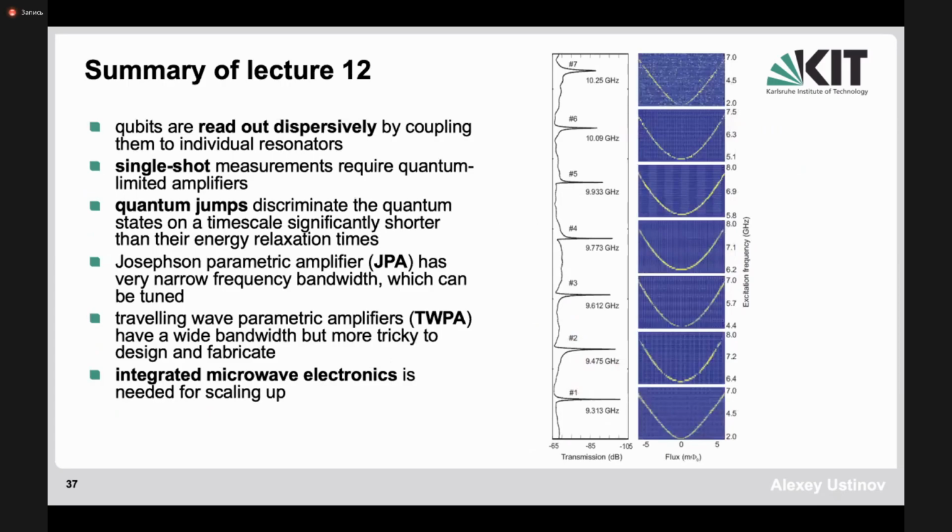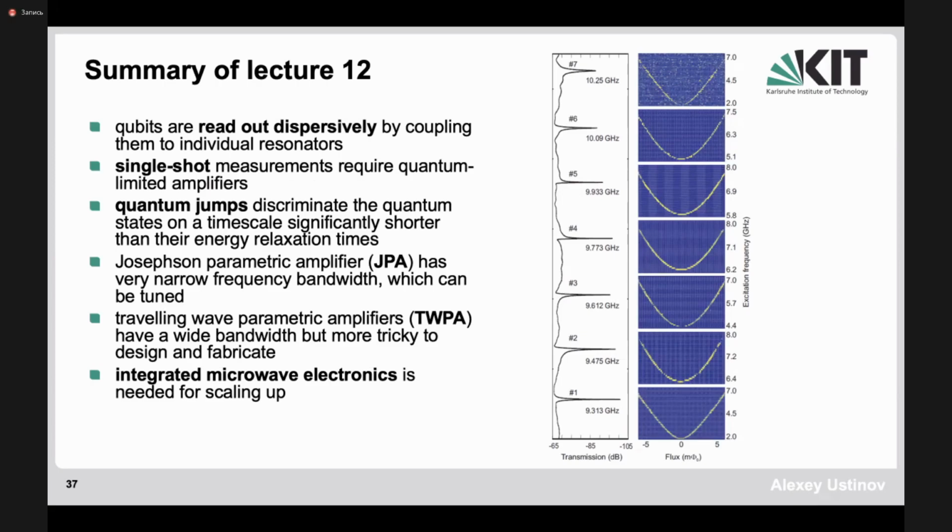So this is the summary of the part which I wanted to tell you concerning the readout. The bottom line is the qubits are read out dispersively by coupling them to specific resonators of specific frequency. Now, this procedure makes it possible to do single-shot measurements. And this particular goal requires very low noise, which means parametric quantum limited amplifiers. Quantum jumps, which can be measured, discriminate quantum states on a time scale which is significantly shorter than their energy relaxation times.